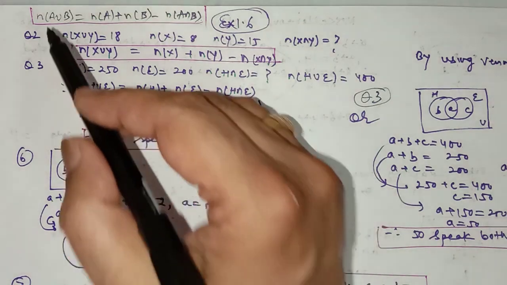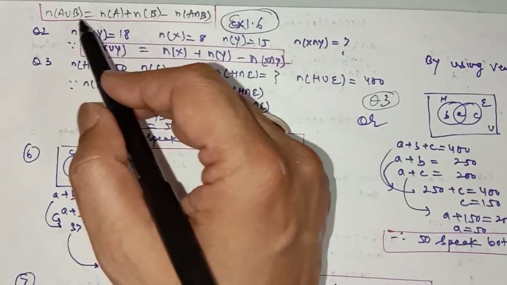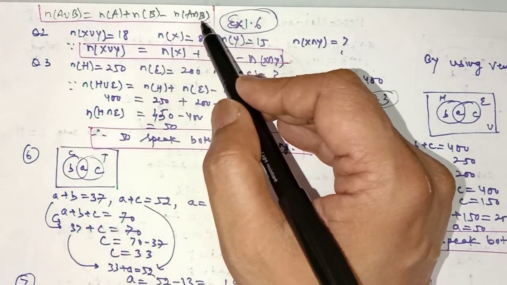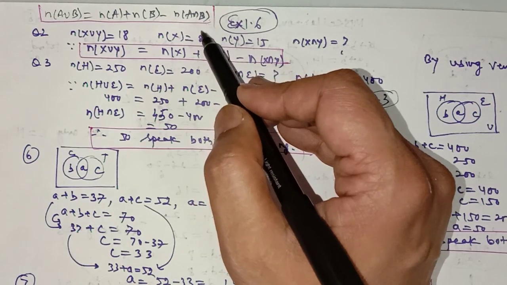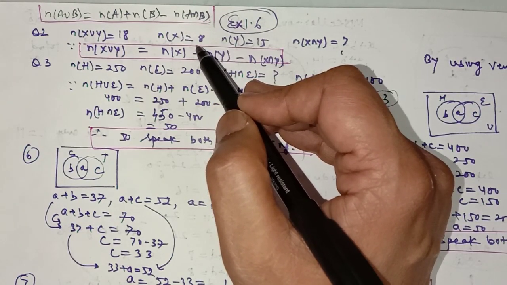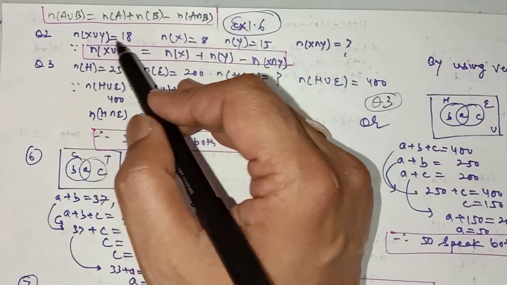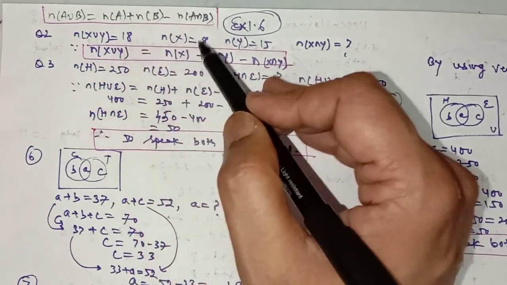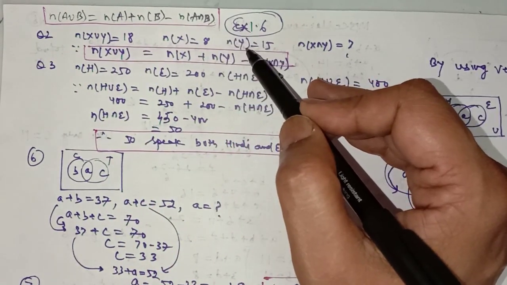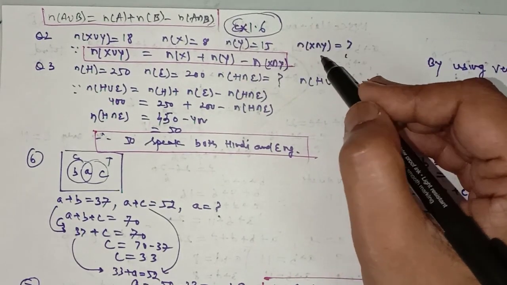The cardinal number of A is given, the cardinal number of B is given, the cardinal number of the union is given, and the cardinal number of A intersection B you have to find out in question number 1 of 1.6. In question number 2, if x and y are two sets such that x union y has 18 elements, the number of elements in x union y is given as 18. The number of elements in x is given as 8. The number of elements in y is given as 15. And you have to find the number of elements in x intersection y.